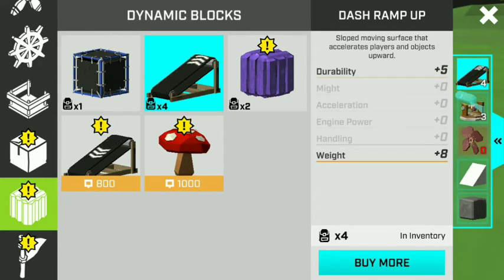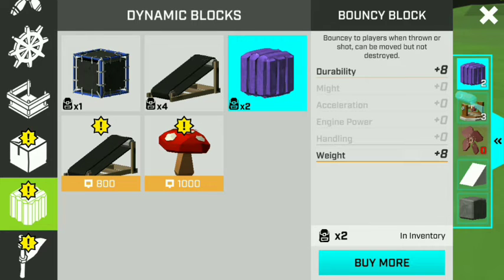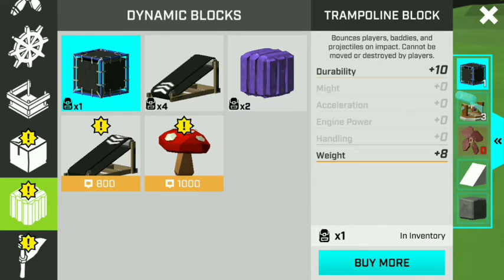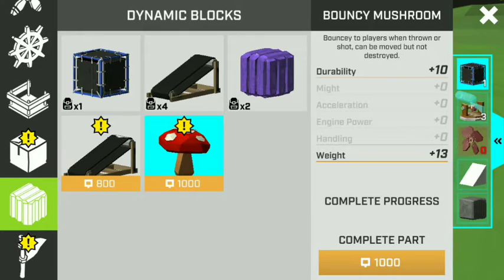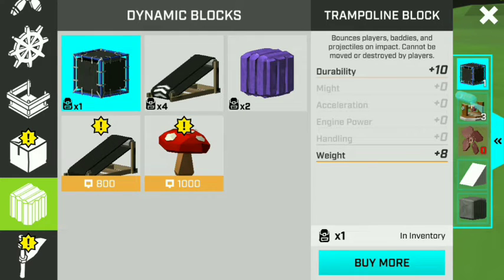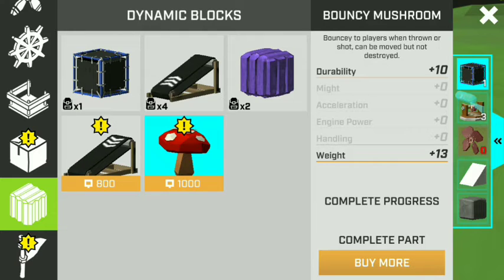For example, if you put a dash ramp on your gizmo, another player might get thrown away by the dash ramp, and that's just awesome. And for example, you put a bouncy block, and I think your gizmo will probably bounce as it hits the ground. And if you have a trampoline block, your gizmo will somehow have an amusement place where other players can actually play, and I think that is a good part. And I think the bouncy mushroom is similar to the trampoline block. It's just that the bouncy mushroom has quite a different design.